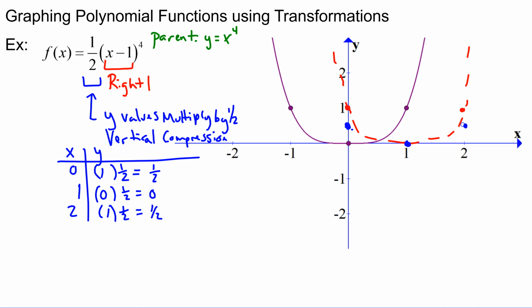So although this graph was pretty flat to begin with because it was an x to the 4th, it got even flatter because of that 1/2. So this is going to look like that same U shape, just very, very flat around what we would call the vertex, the lowest point.